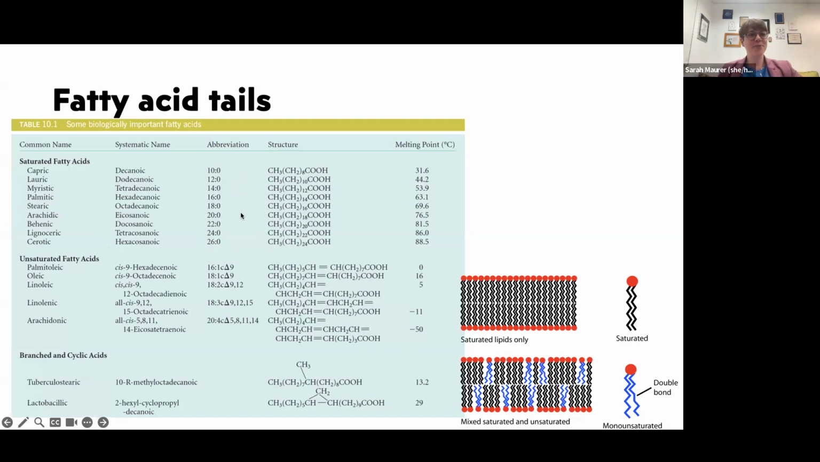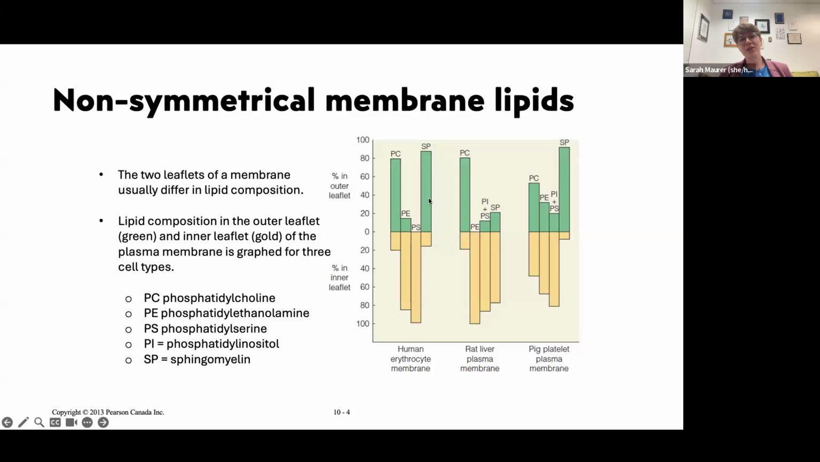So I hope that I have impressed upon you that lipids for membranes are a very diverse class of molecule. They also are non-symmetrical, so the outer leaflet and the inner leaflet have different compositions of lipids for forming membranes. So the organism is regulating what lipids are in the membranes to determine function, presumably.